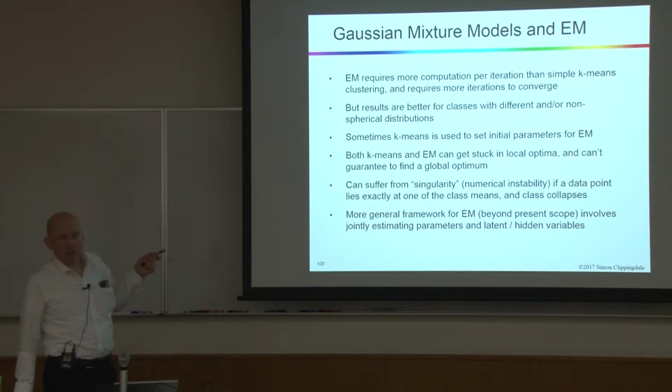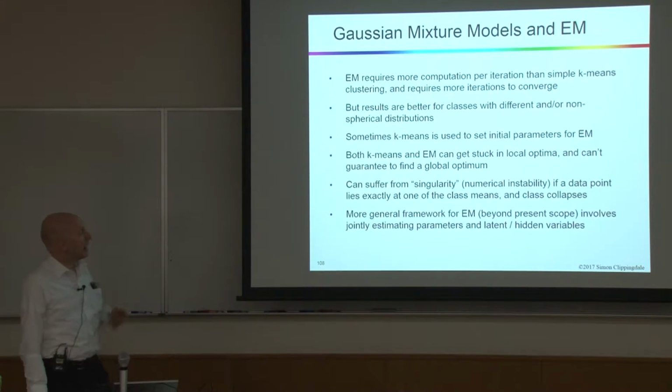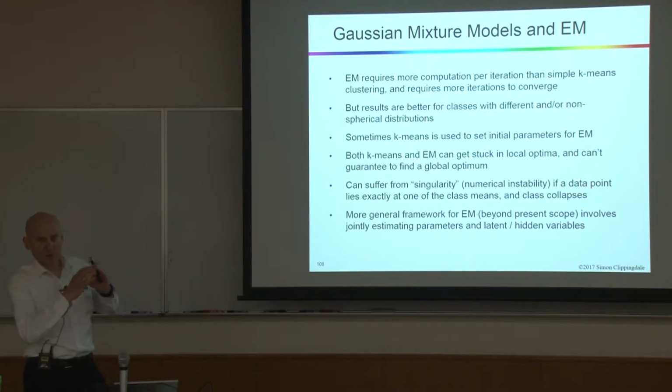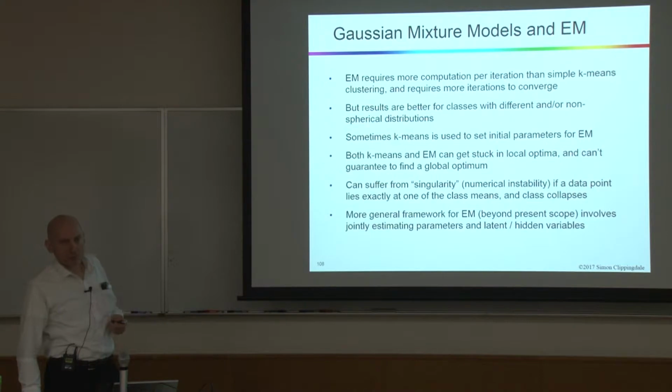It's true to say, as you might suspect, probability densities needing estimating, that EM requires more computation on each iteration than a simple k-means clustering. And it also requires more iterations to converge. However, why bother? The reason for bothering is that for classes which have different distributions or are significantly non-symmetrical, non-circular, non-spherical, EM will give you a much better result.